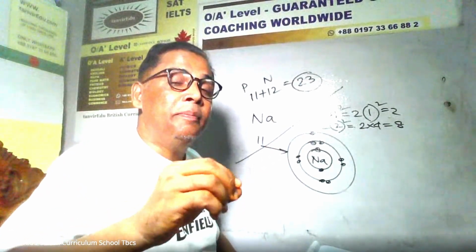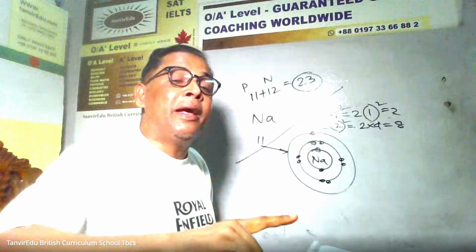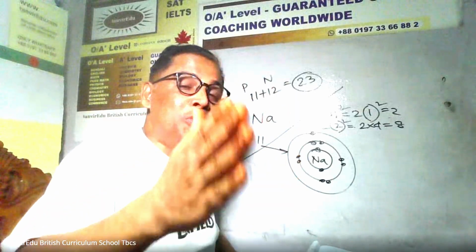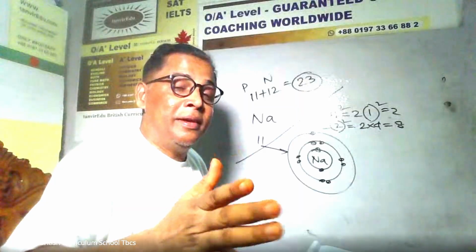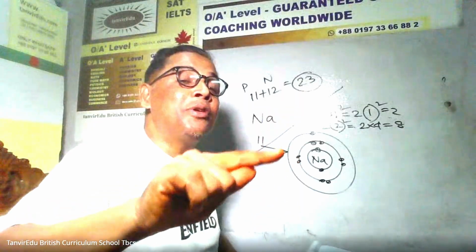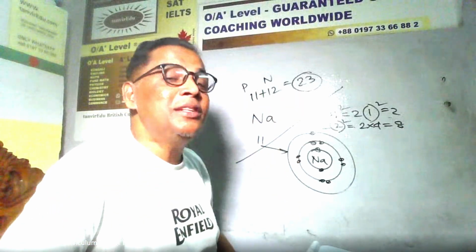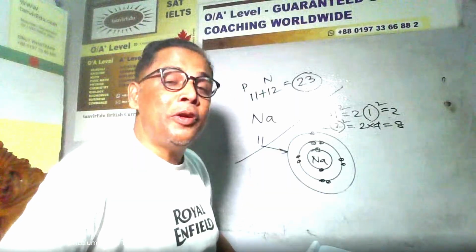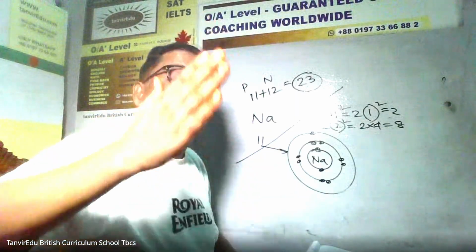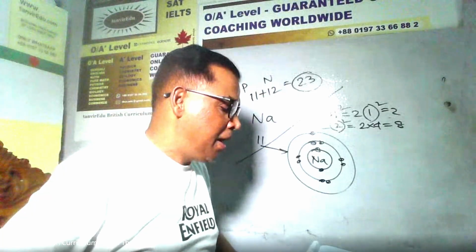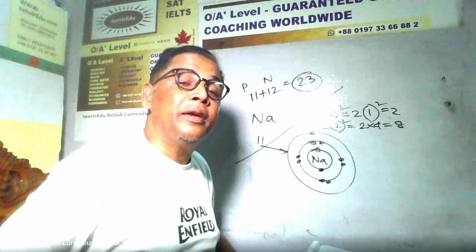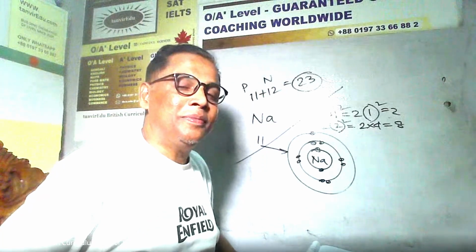Again, I'm telling you, period is determined by the number of shells. Group is determined by the outer shell. In this way, in the periodic table, there are 8 groups and there are 7 periods. Clear?